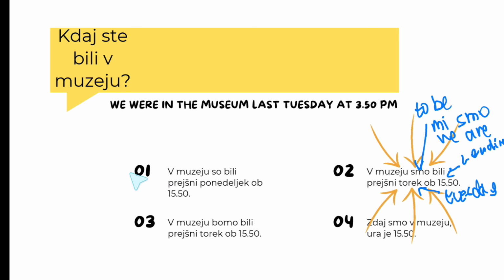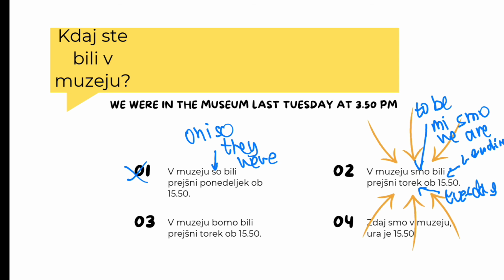So what is wrong with the first one, which is incorrect? Well, this one uses, first of all, "so bili", which means they were. So, "oni so", they were. But we are saying we were, so that is obviously wrong. Another thing is that here we use "ponedeljek" instead of "torek". "Ponedeljek" means Monday and not Tuesday. But we're talking about last Tuesday here.